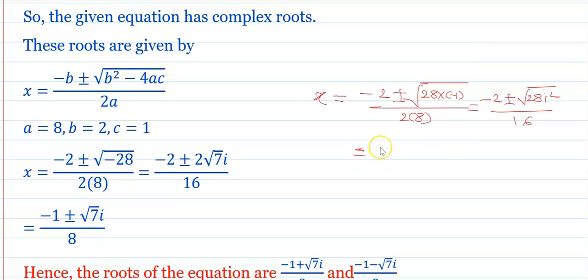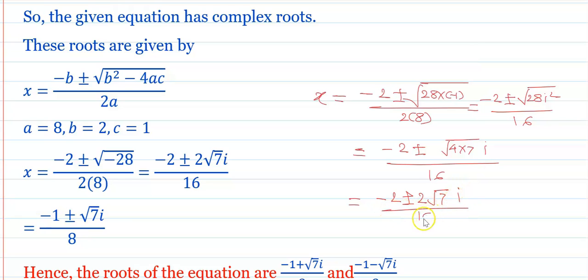Okay. Again here minus 2 plus or minus 28 i square means what? 4 into 7. 4 into 7 i square चे square root किती आलं? 2 आलं. This whole divided by 16. This is equals to minus 2 plus or minus 2 root of 7 i upon 16.